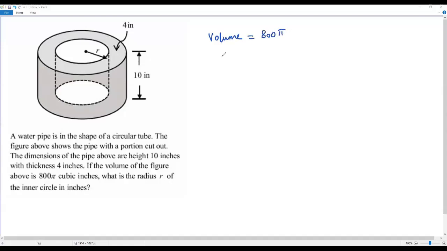Usually, if I want to get the volume of a cylinder, I use the formula pi times r square times h. Here r is the radius of the cylinder, h is the height of the cylinder. So this is the formula to find the volume of a solid cylinder, not a hollow cylinder.